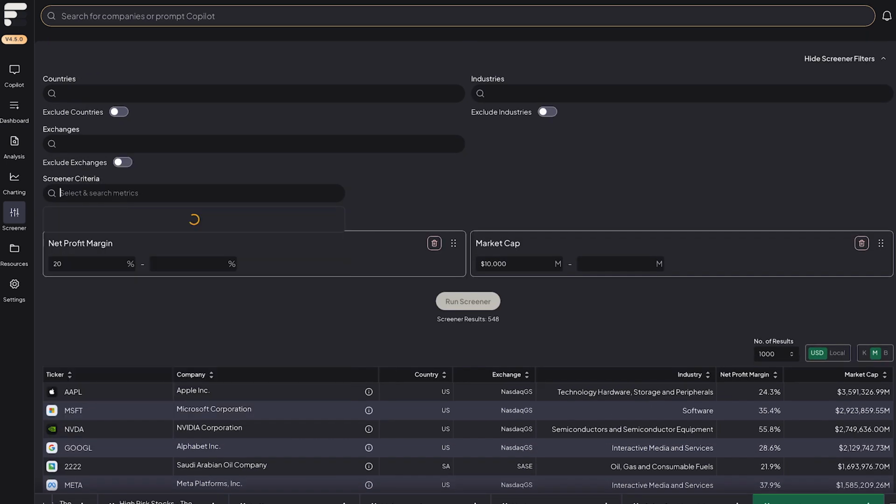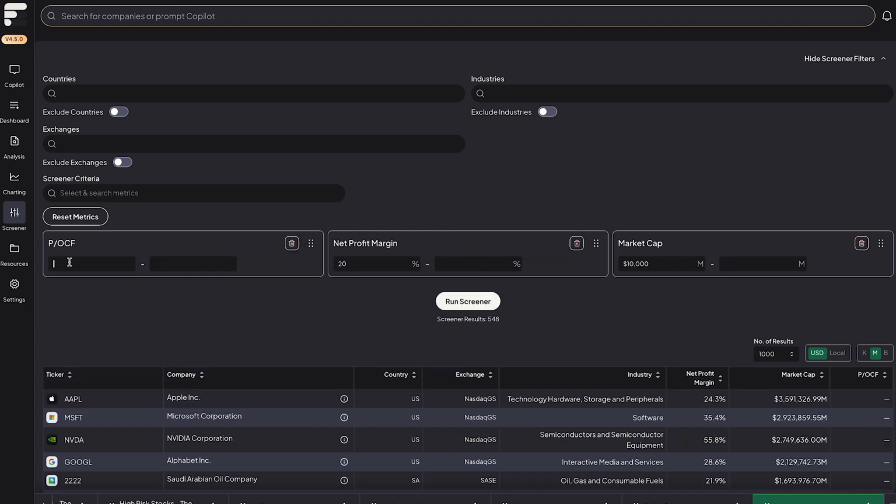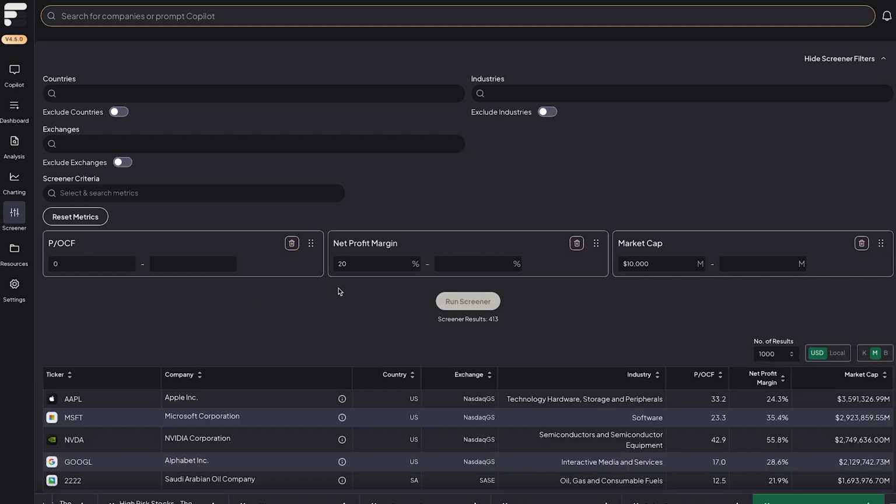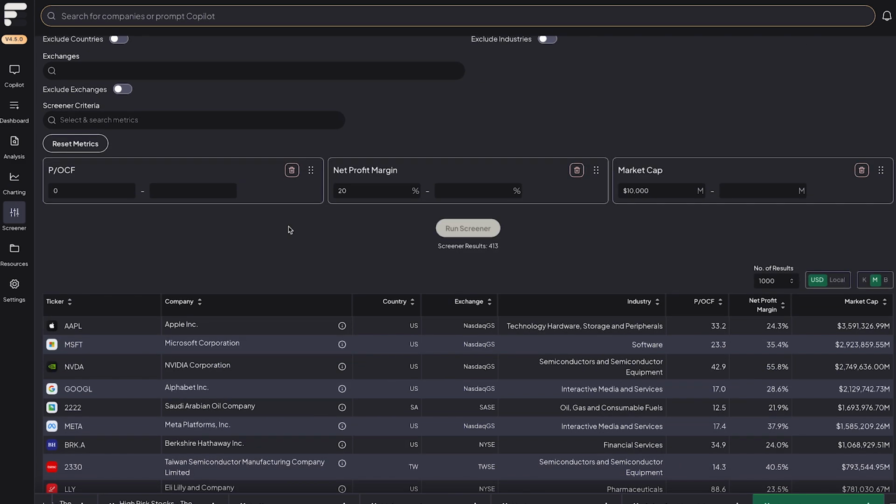And let's just say I want to look at companies which are profitable only. So if I go on price to operating cash flow, it has to be a minimum of 0. And now it's 413. So the possibilities are endless. You've got so many metrics. There's over 1,000 metrics that you can choose from.